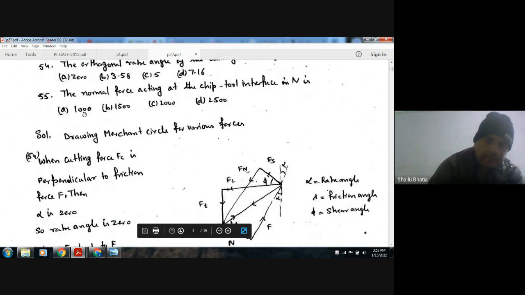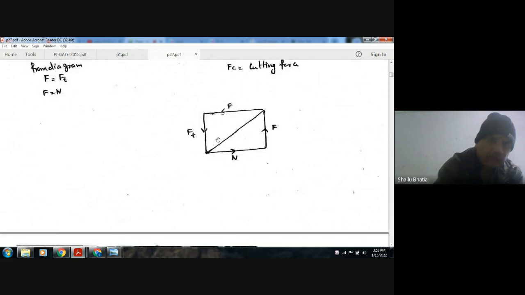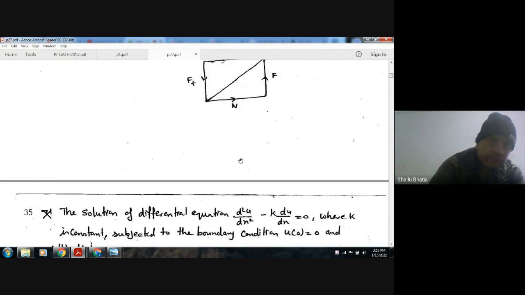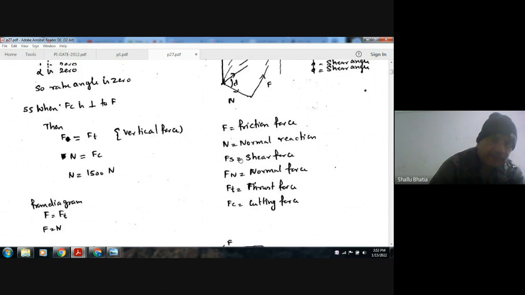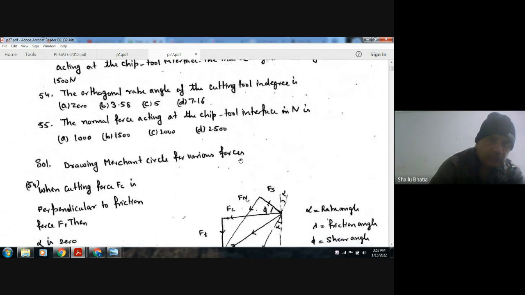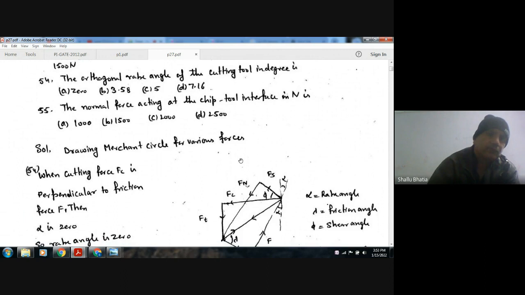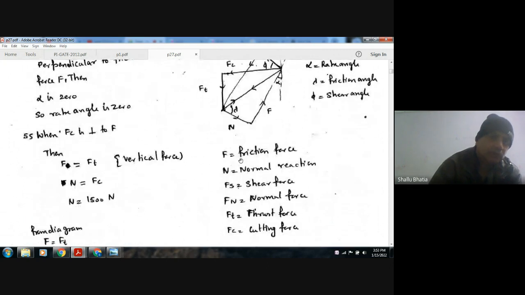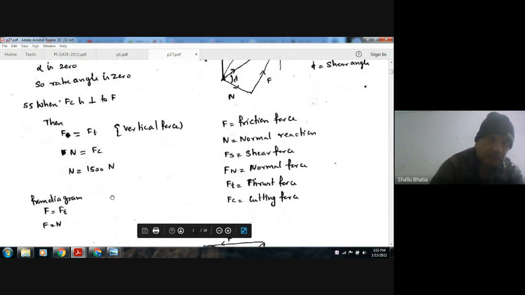When these become perpendicular, Ft will be equal to F and Fc will be equal to N. As Fc is 1500, N will be 1500. So the answer is B.